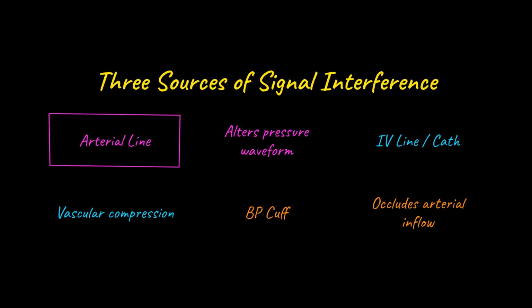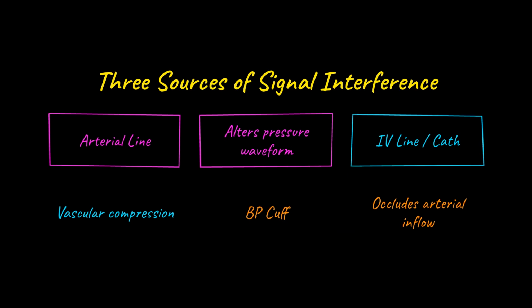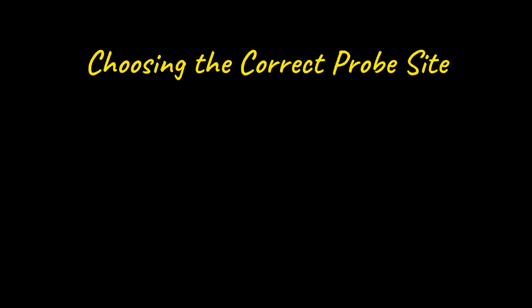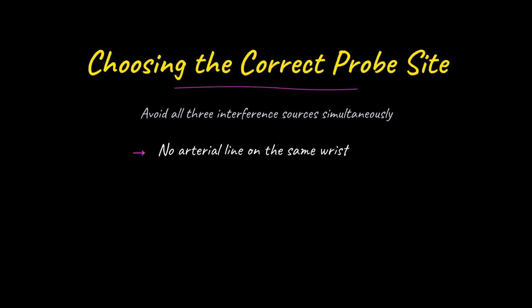3 devices commonly interfere with the pulsatile signal. An arterial line distorts the local pressure waveform. An intravenous line causes compression or edema that reduces pulsatile flow. A blood pressure cuff intermittently occludes arterial inflow upstream, creating signal loss or falsely low readings during inflation. Correct placement requires a site free from all three influences at once. Partial avoidance is the exam trap.